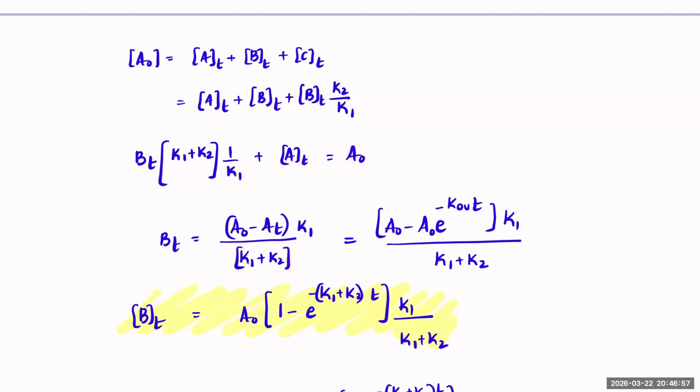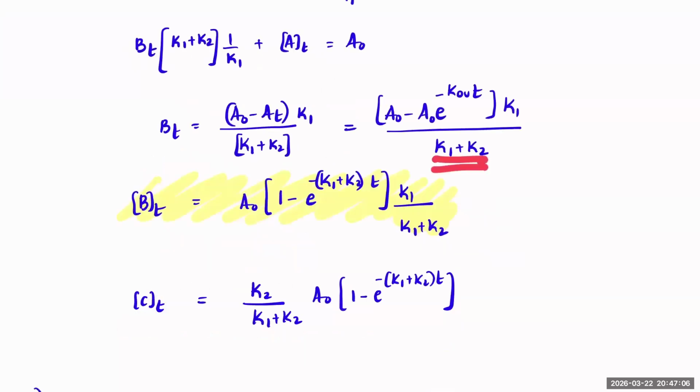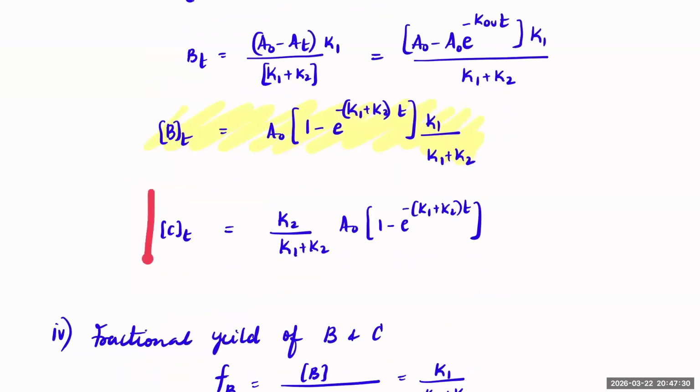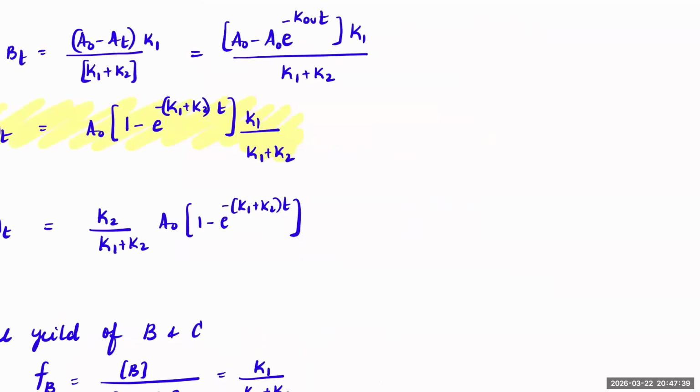Okay. And you notice we learned that At can be written as A0 e raised to power of minus k overall into t, into k1 by k1 plus k2. Hence, if I take A0 common, I'll get this as 1 minus e raised to power of minus (k1 plus k2) into t, multiplied by k1 by k1 plus k2. This is Bt. Now, same thing we can do for Ct also, because this is the same factor which we will be using. Instead of Bt, now I'll write in terms of Ct. And when you do that, you'll get the same equation just like Bt, only one difference: instead of k1 here, now you'll have k2.